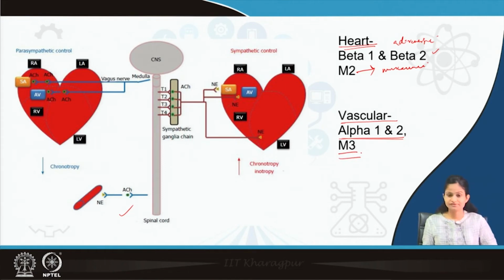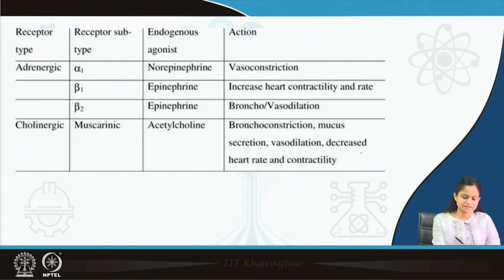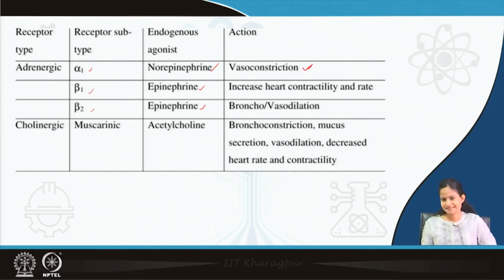So, what are the functions of these receptors? Generally alpha 2 is located vastly in the central nervous system and the brain, and in some junctional blood vessels, but alpha 1 and beta 2 are very important here. For alpha 1 the agonist is norepinephrine; for beta 1 and beta 2 it is epinephrine. Alpha 1 causes vasoconstriction, there will be constriction of the blood vessels, arteriolar constriction as well as venoconstriction.